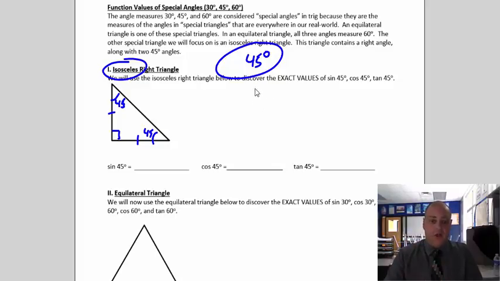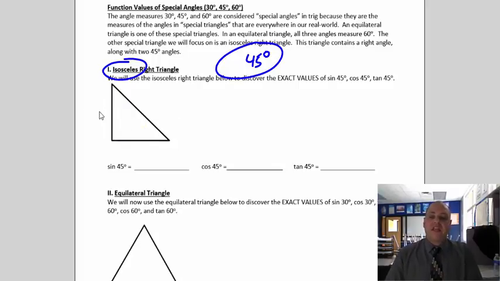and that's why 45 degrees is considered a special angle. So what we're going to do is come up with the sine of 45 degrees, the cosine of 45, and the tangent of 45. Remember, these are all just ratios. Opposite over hypotenuse, adjacent over hypotenuse, opposite over adjacent. That's all these are.